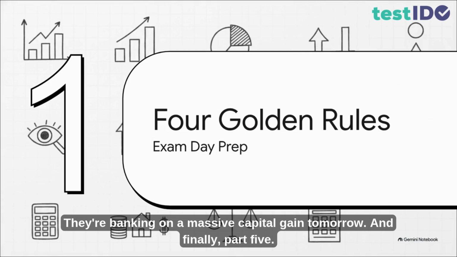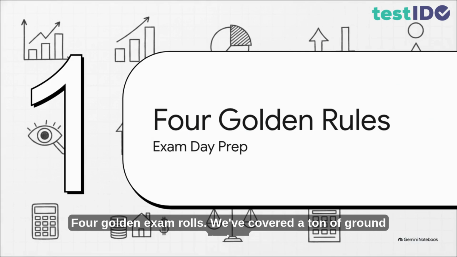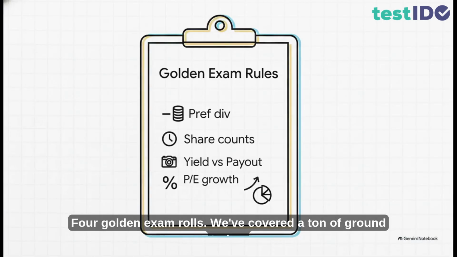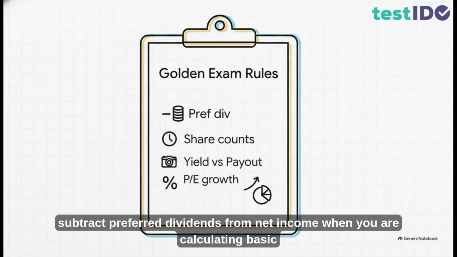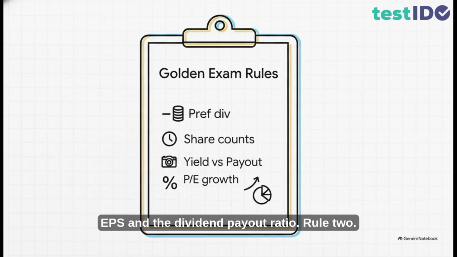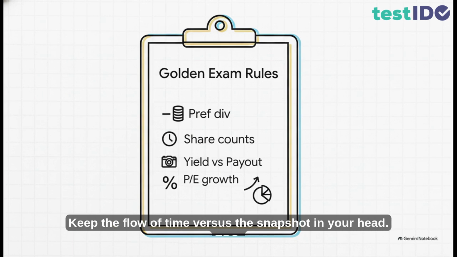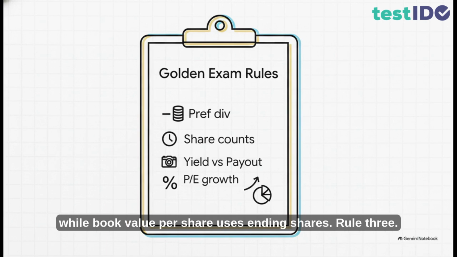And finally, Part 5, 4 golden exam rules. We've covered a ton of ground today, so here is your ultimate mental checklist for exam day. Rule 1. Always, and I mean always, subtract preferred dividends from net income when you are calculating basic EPS and the dividend payout ratio. Rule 2. Keep the flow of time versus the snapshot in your head. EPS uses weighted average shares in the denominator, while book value per share uses ending shares.